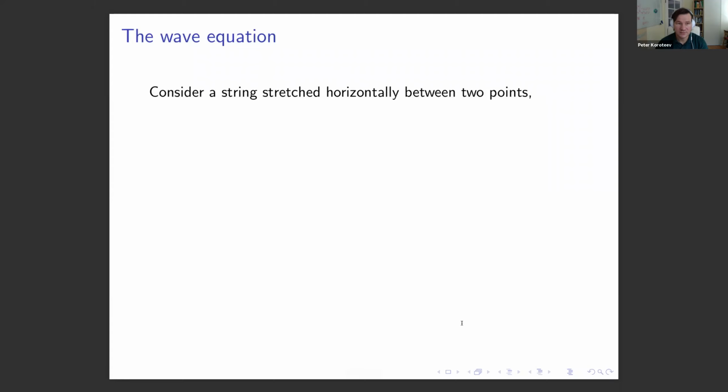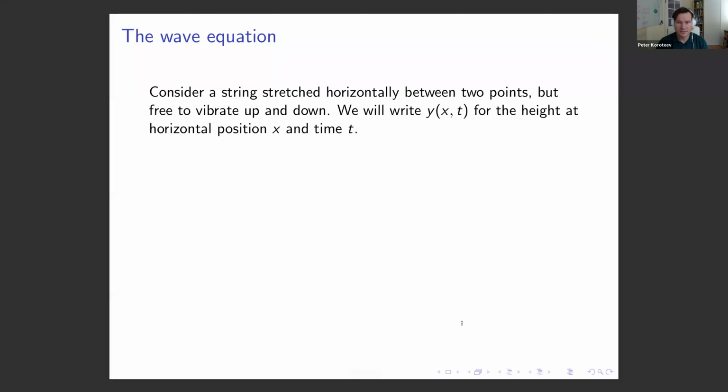Now let's talk about the wave equation. Consider a string stretched horizontally between two points, but it's free to vibrate up and down. So we'll write y of x,t for the height at the horizontal position x and time t. So say the string is not vibrating, so it's fixed here and fixed there, and when it vibrates, it can produce those waves, those sine-shaped curves, right?